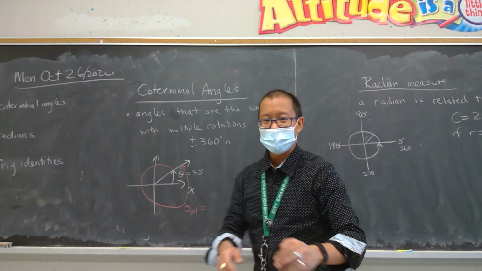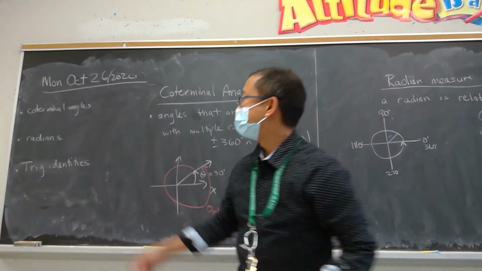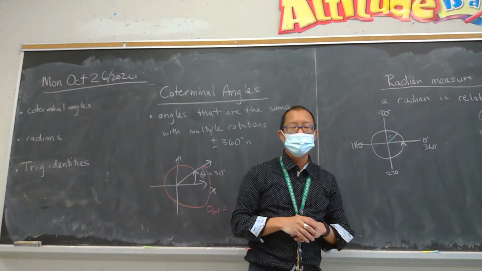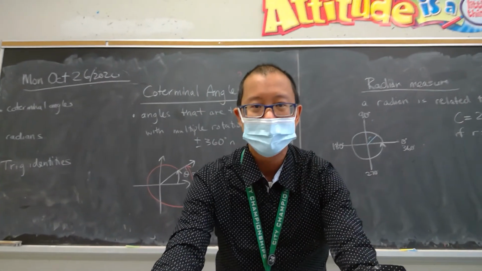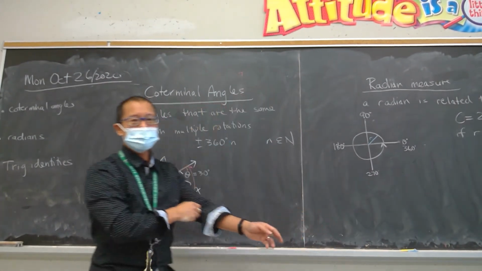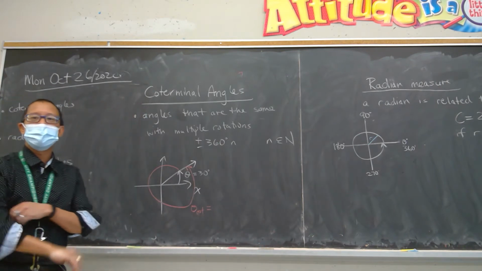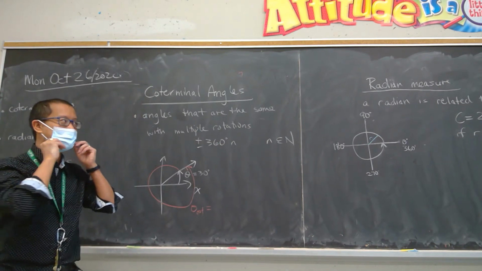Today's topics we're going to cover: coterminal angles, radians, and a little bit of trig identities from the package. I'm doing things a little differently to support us. And the coterminal lesson is actually pretty easy, but I didn't want to put it on our first test.